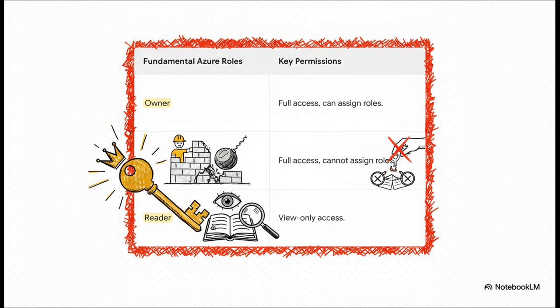And within RBAC, you've got these 3 fundamental roles. I like to call them the big 3. Owner is exactly what it sounds like. They have the keys to the entire kingdom. They can do anything, including giving other people keys. Now, contributor is really interesting. They can build things, they can tear things down, but they cannot hand out keys to anyone else. And reader, well, they can just look. That little difference between owner and contributor, that is huge for security. It's a classic case of separating duties.